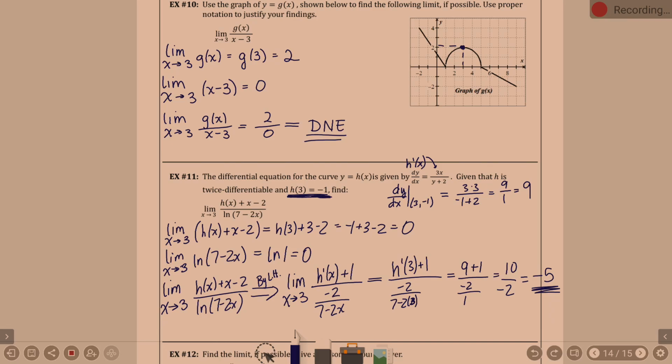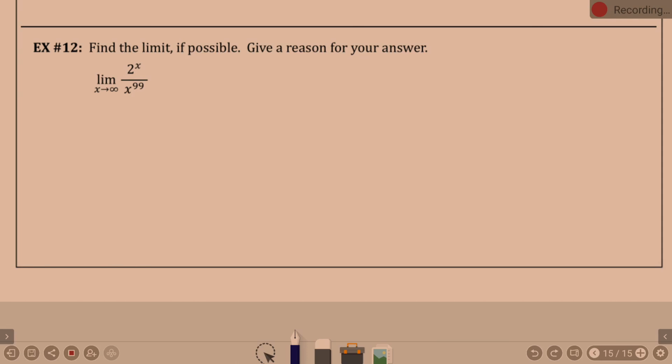Okay. Next. One more. Find the limit. If possible, give a reason for your answer. 2 to the x over x to the 99. Whoa. We're gonna have to do that. Okay, so you're realizing a problem.